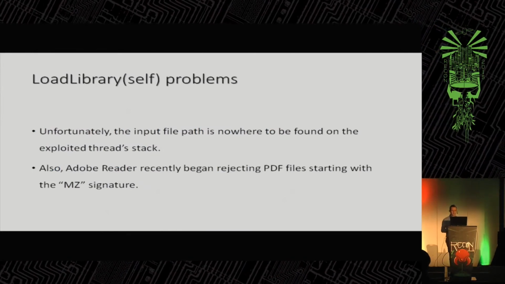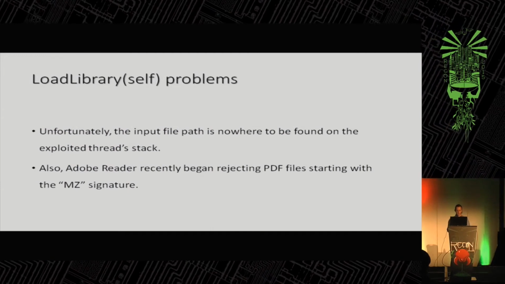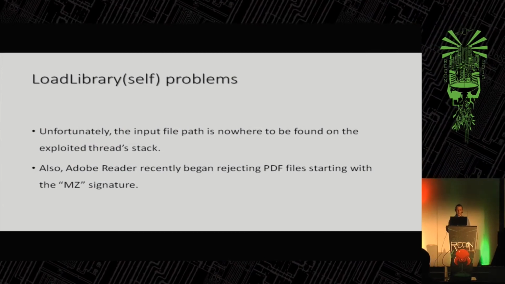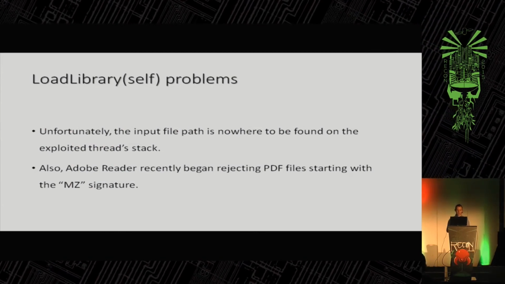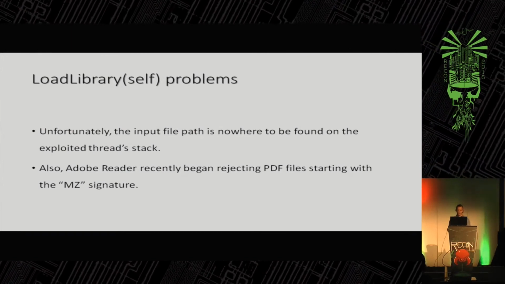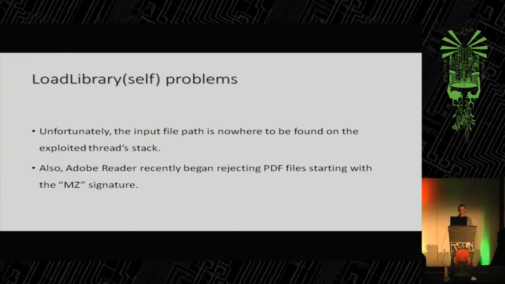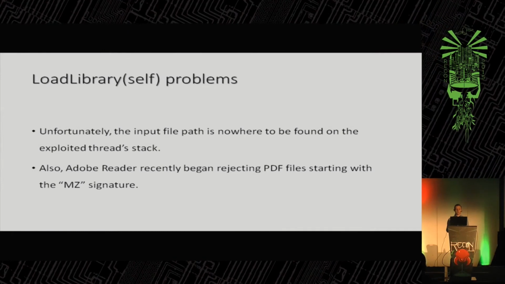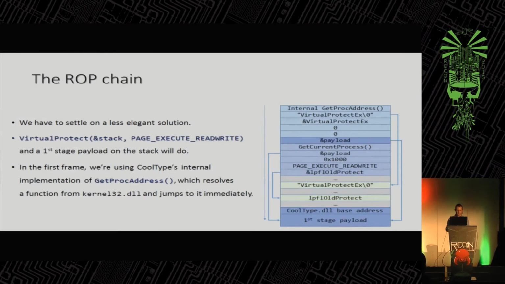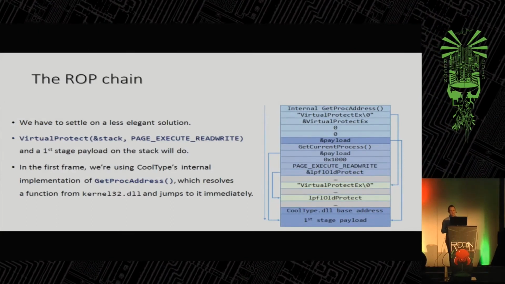However, there are two problems that we have to overcome. First of all, there is no pointer to the path of our file on the thread's stack. So we cannot just copy the address of the string and provide it as a parameter to LoadLibrary. And the other thing is that, for whatever reason, I don't really know what it is, Adobe Reader recently began rejecting PDF files that start specifically with the MZ signature. So that won't work so easily. So we have to settle for a less elegant solution that is quite standard.